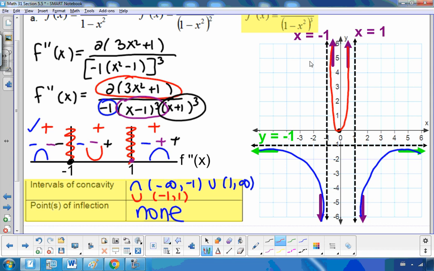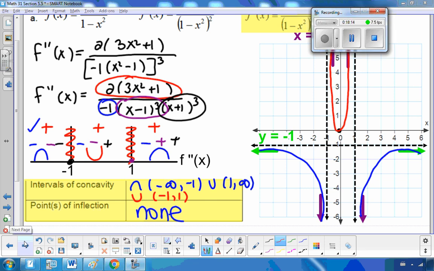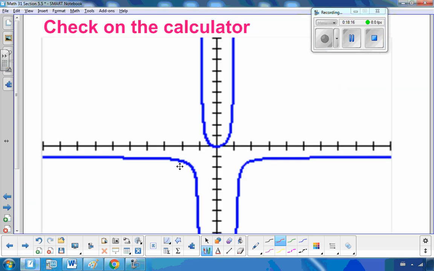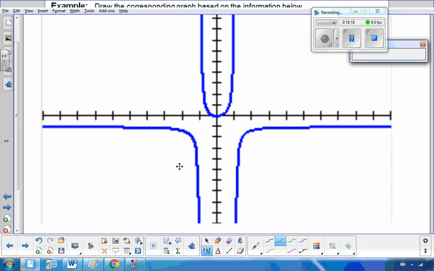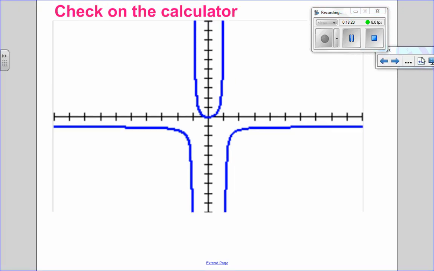So a lot of work for just one graph, but we did it all without using the graphing calculator. Let's check on the graphing calculator to see if that is in fact right. So looking at the graphing calculator, you can see that my graph looks pretty reasonable compared to what I did.